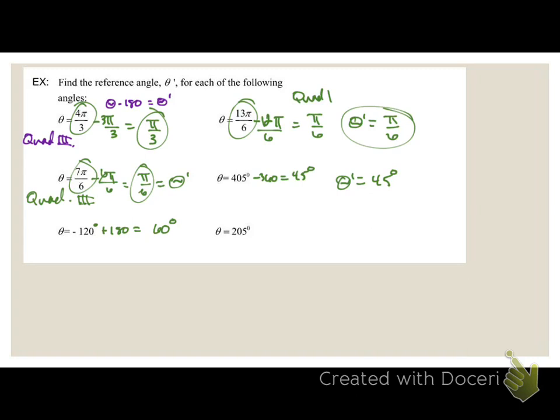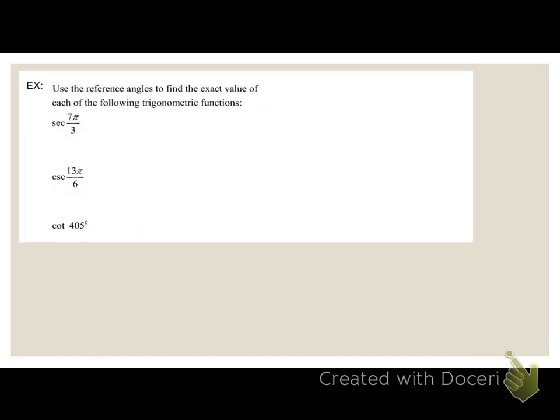And last but not least, our angle is 205. Again, this guy is in quadrant 3. So subtract 180 from it, and we get 25 degrees. Okay? So that's how we find our reference angle. And I know 25 degrees is not a special angle, but every angle has a reference angle. It's our way of kind of bouncing back into quadrant 1. Okay?